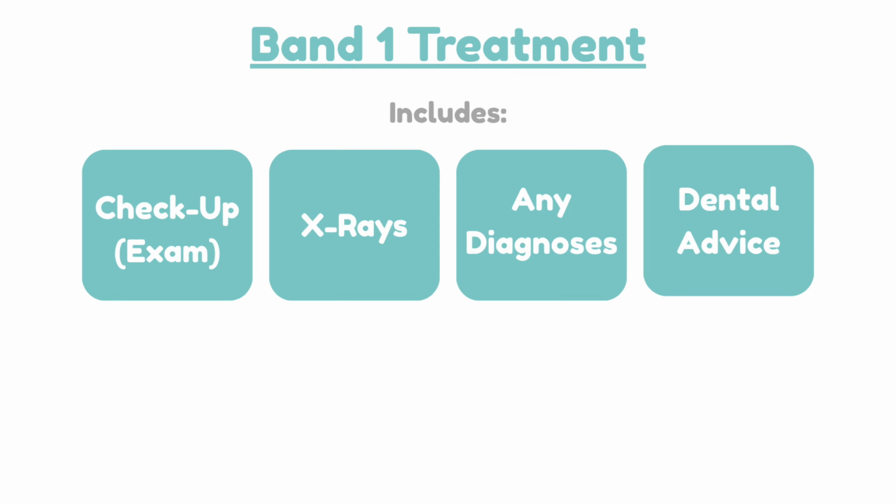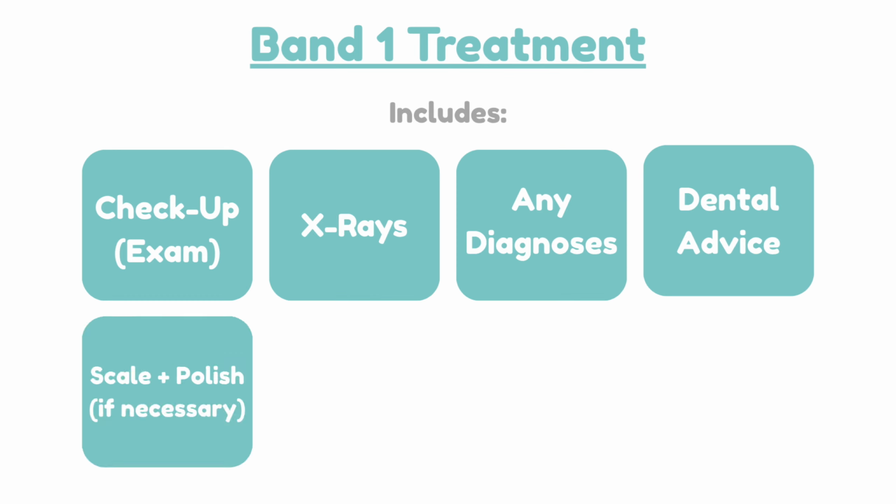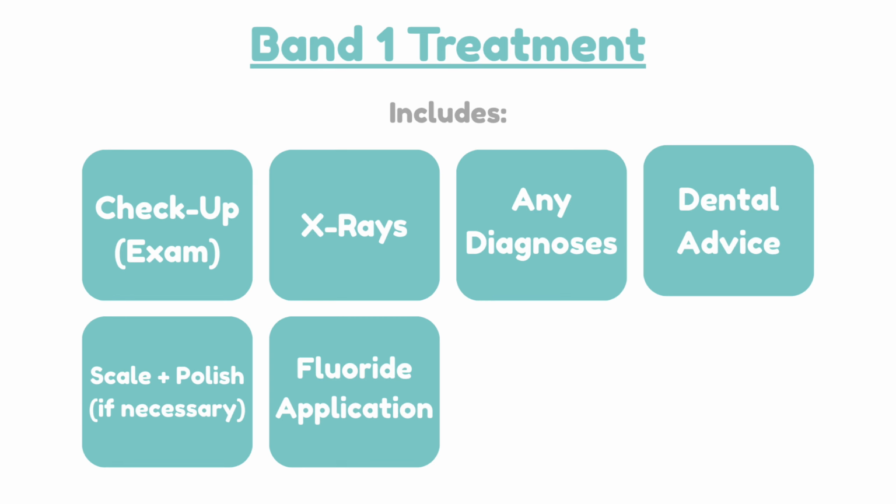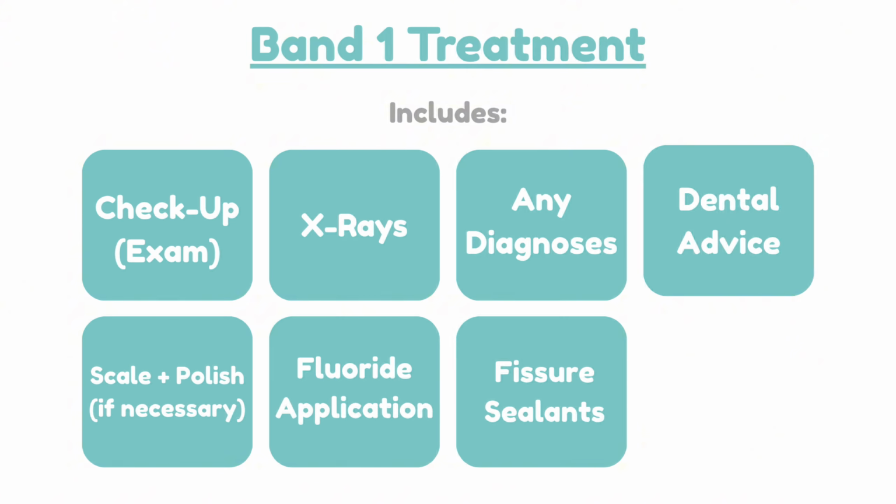Any dental advice, so if they need to be able to teach you about how to floss or how to brush, or you're asking lots of questions about certain dental treatments, that will be under band 1 as well. A scale and polish only if necessary, so not all the time a dentist will deliver a scale and polish, which is basically a clean in checkups, but they can do sometimes if it's necessary. Fluoride application, so applying fluoride to the surfaces of the teeth, that's also included within band 1. Fissure sealants, so basically they're kind of like fill-ins, but there's not any drilling. It's just basically to fill in the fissures to decrease the risks of decay, and it's usually done on children.